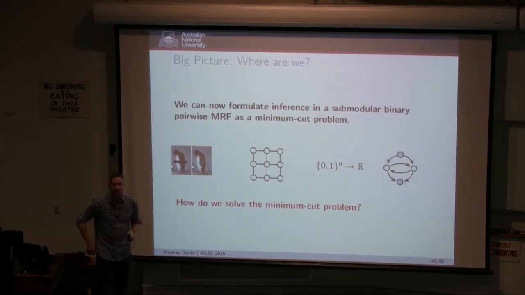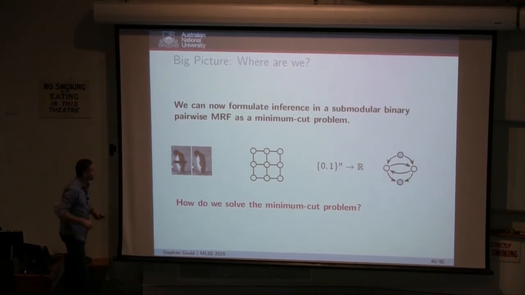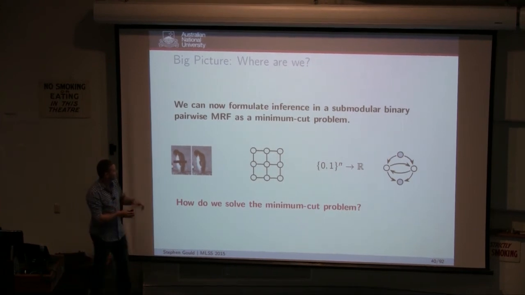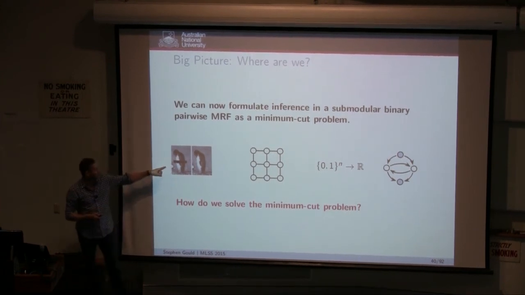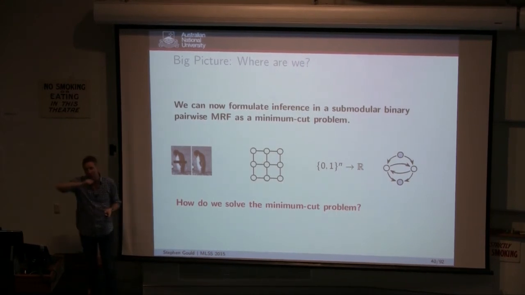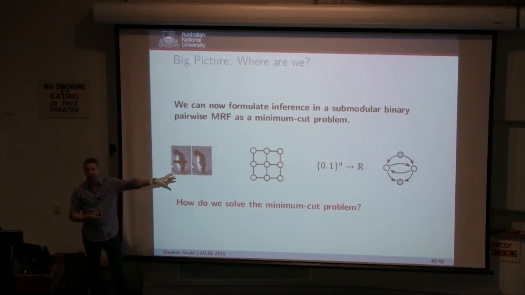Just wondering what the class labels are for this particular problem with inpainting. Okay, so the question was, what are the class labels for inpainting? In this case, the class labels would be grayscale values, so a number between 0 and 255. So in this case, it's not a binary problem.